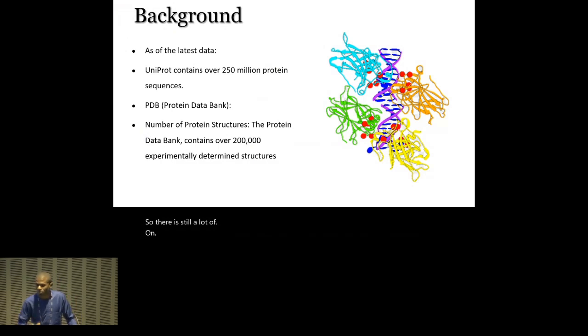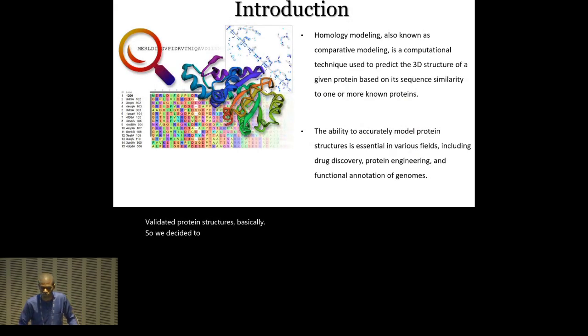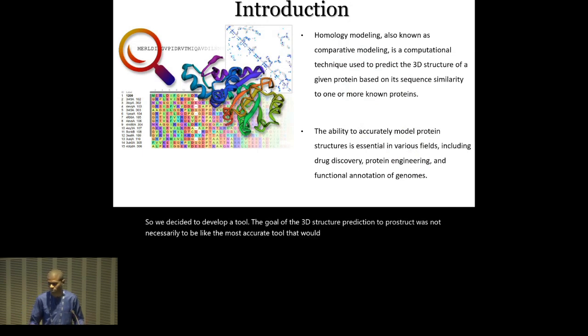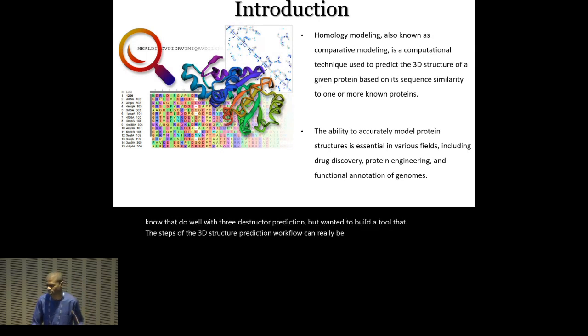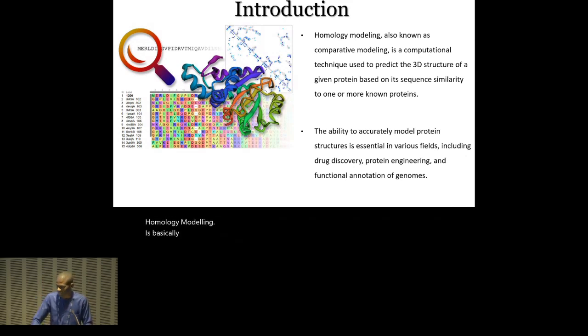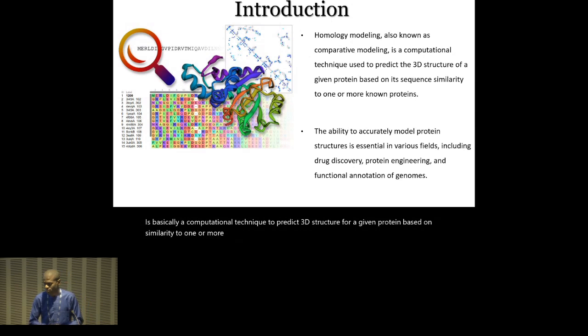So we decided to develop a tool. The goal of the 3D structure prediction tool, Prostruc, was not necessarily to be the most accurate tool that would beat some of the known tools that do well with 3D structure prediction. But we wanted to build a tool where the steps of the 3D structure prediction workflow can really be captured in that single tool. So homology modeling is basically a computational technique to predict 3D structure for a given protein based on similarity to one or more known proteins.